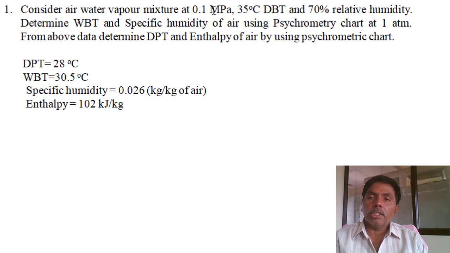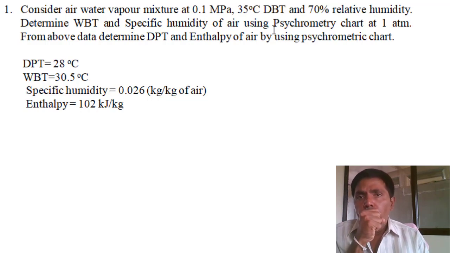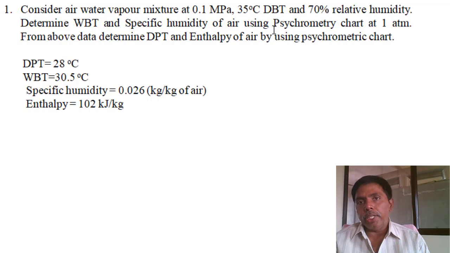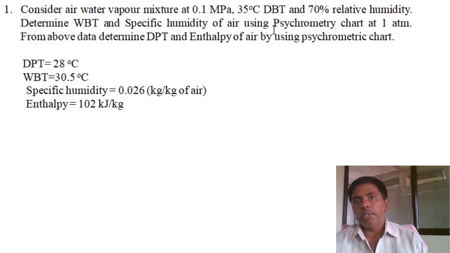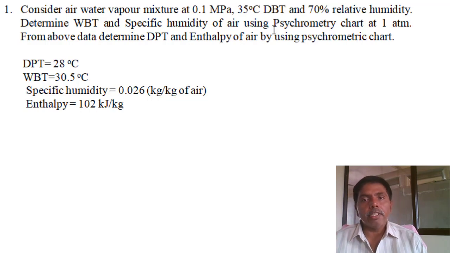Air and water vapor mixture at 0.1 megapascal. 0.1 megapascal, into 10, we will get 1 bar, which means atmospheric pressure only. At atmospheric pressure, air and water vapor mixture is available. The dry bulb temperature is 35 and the relative humidity is 70.